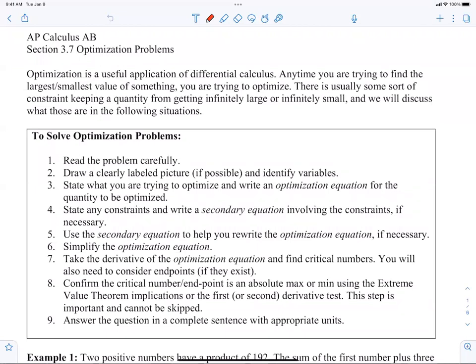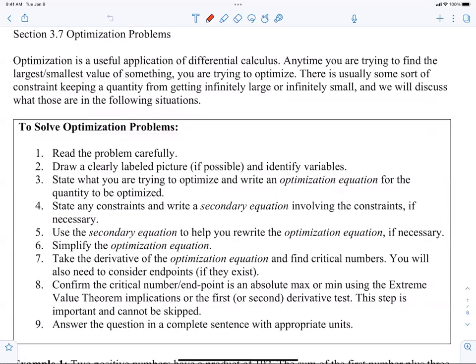Anytime you're trying to find the largest, smallest value of something, you are trying to optimize. There's usually some sort of constraint keeping a quantity from getting infinitely larger, infinitely small, and we'll discuss what those are in the following situations. Here are my steps for solving optimization problems.